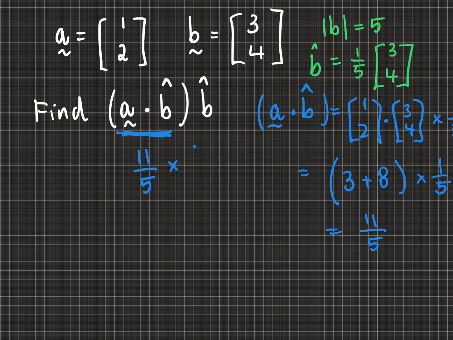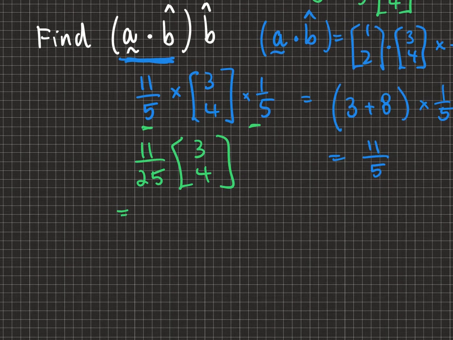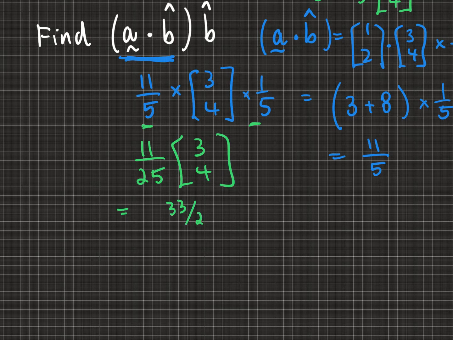Now what is B hat? It is 1/5 of that, isn't it? Now, can you see that by leaving these scalars outside, I can just do this multiplication? So it's actually 11/25 of this, which is going to equal 33 over 25, and then 44 over 25. Multiply that through as the last thing, or even, you know what, if you left it like that, that would be okay as well.